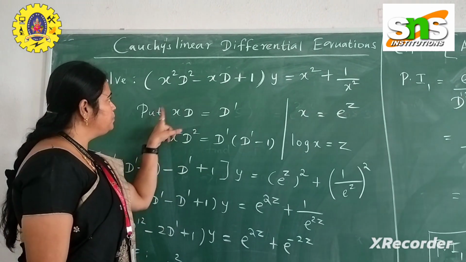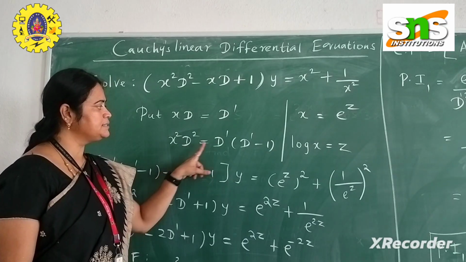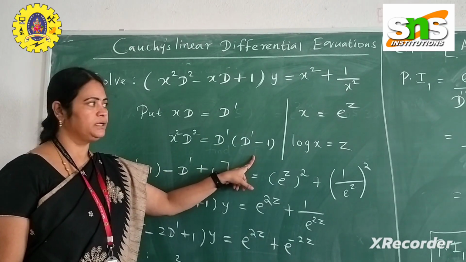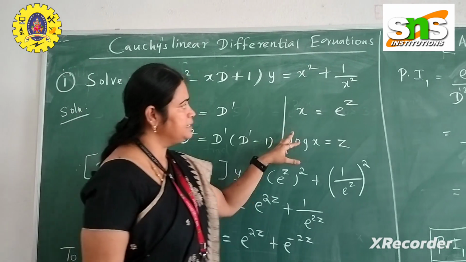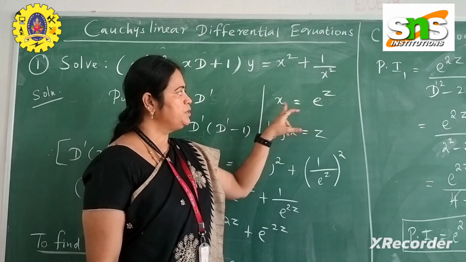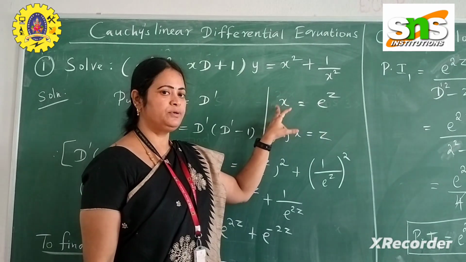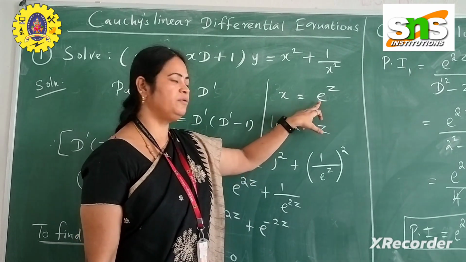You have to put x D equal to D' and x² D² as D'(D' − 1). So this is the substitution you have to make in the left hand side. For the right hand side, you have to substitute x equal to e^z. So if x equal to e^z, if you take log on both sides, what you get? log x is equal to log of e^z.